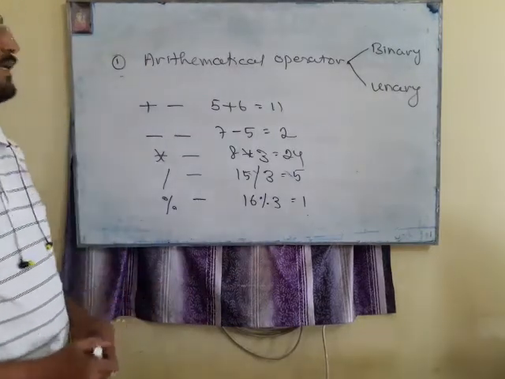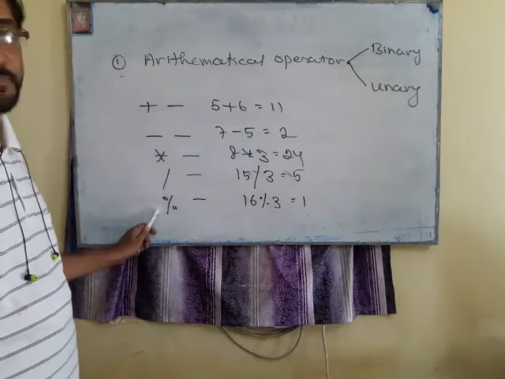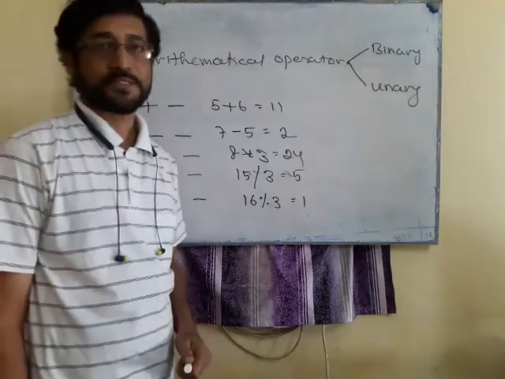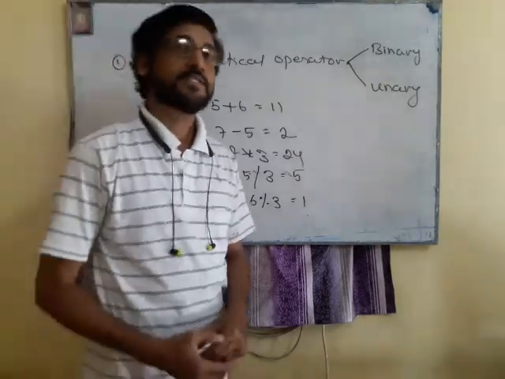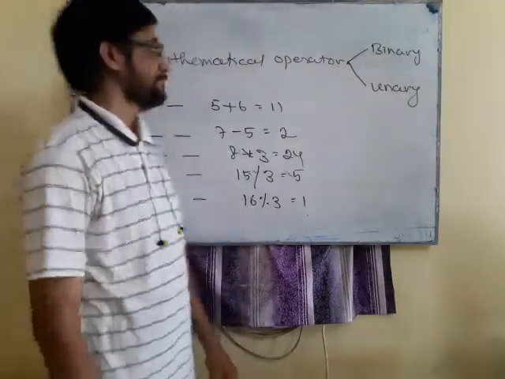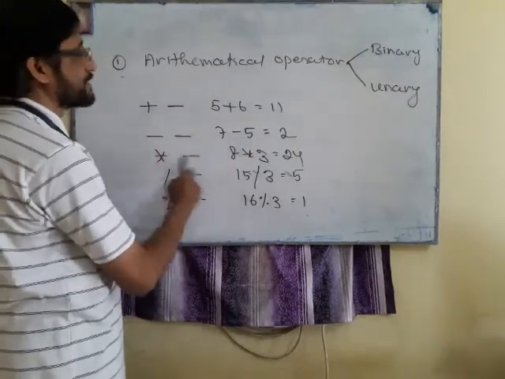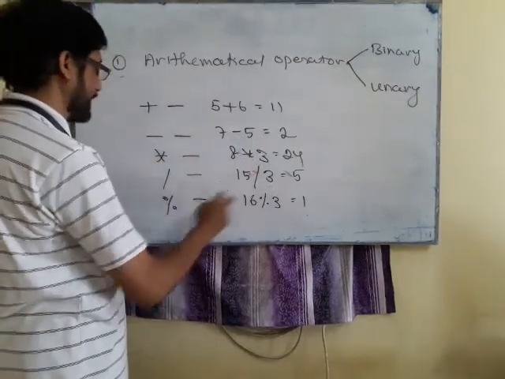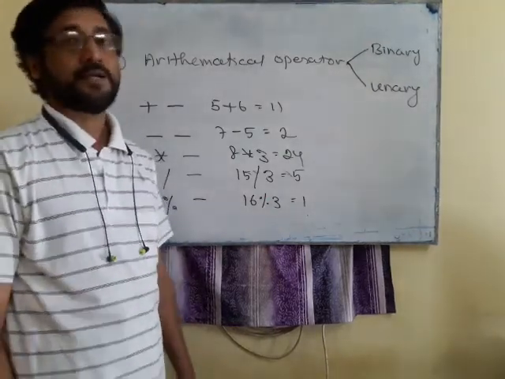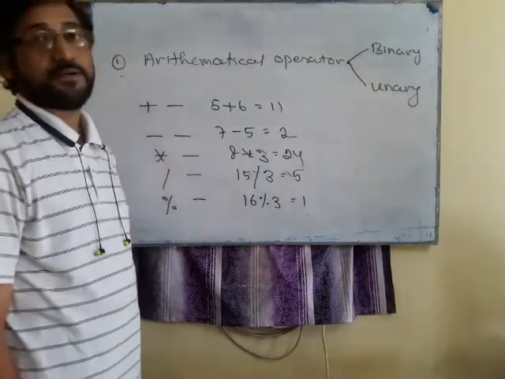So these are the arithmetical operators, and these operators are binary operators because all of them take two operands. If an operator needs two operands, then it is known as a binary operator. Plus takes two operands, minus takes two operands, asterisk takes two operands, slash also two operands, modular also two operands. So these are binary infix operators.